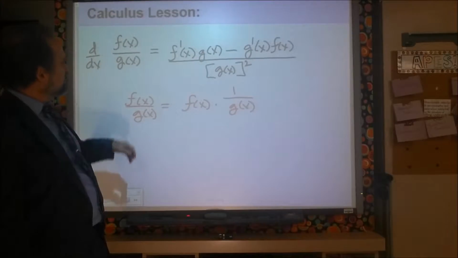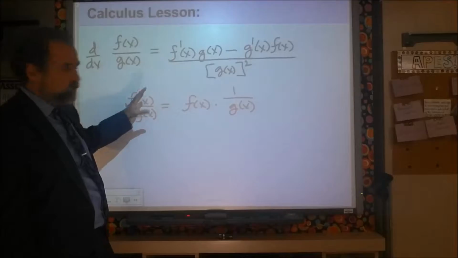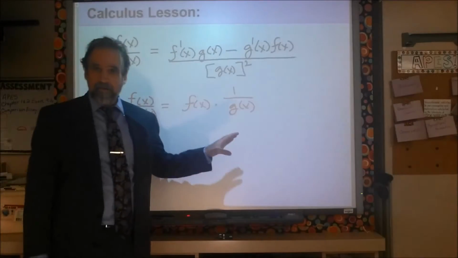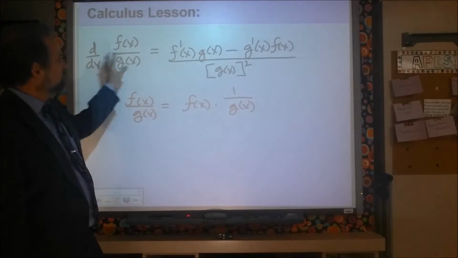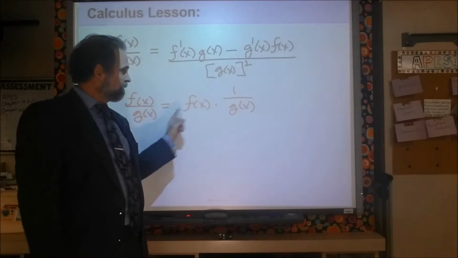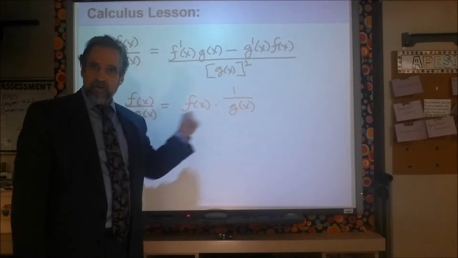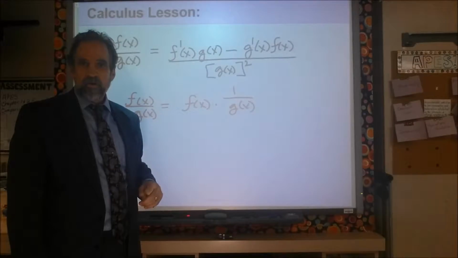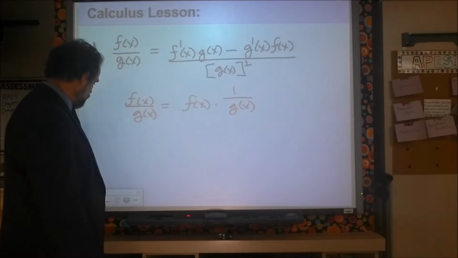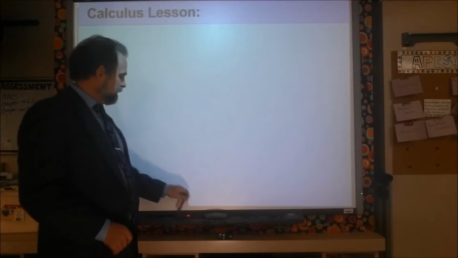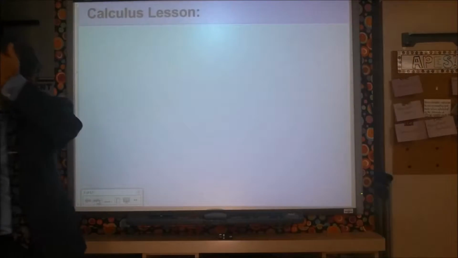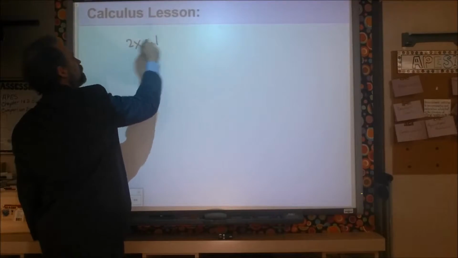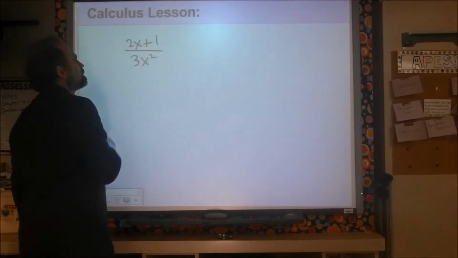So what that means is I could, in theory, convert a quotient rule to a product rule if I wanted to, because I can convert a quotient to a product. So what we're going to do is do the quotient rule with a function and then check it by converting it to a product and doing the product rule, and seeing if that actually does verify our quotient rule for that one and only one example. So let's do one. Let's do 2x plus 1 over 3x squared. Let's keep it simple.